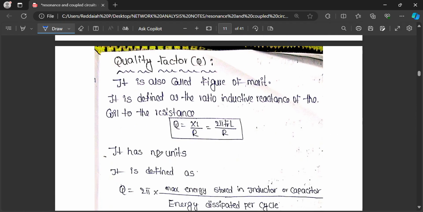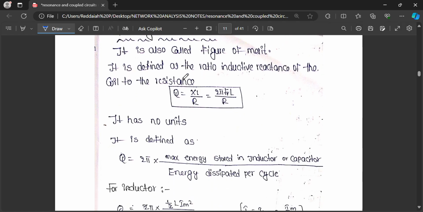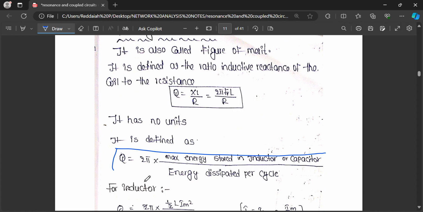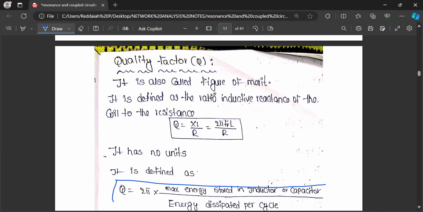Next, we will see quality factor. Another important 2 marks question will come from quality factor. Quality factor is defined as the energy stored in inductor to energy dissipated per cycle. Quality factor Q equal to 2 pi into energy stored in inductor divided by energy dissipated per cycle. It is also called figure of merit. It is defined as the ratio of inductive reactance to the coil resistance, XL by R. Quality factor is defined by the ratio of inductive reactance to its resistance, or energy stored in inductor to energy dissipated per cycle.